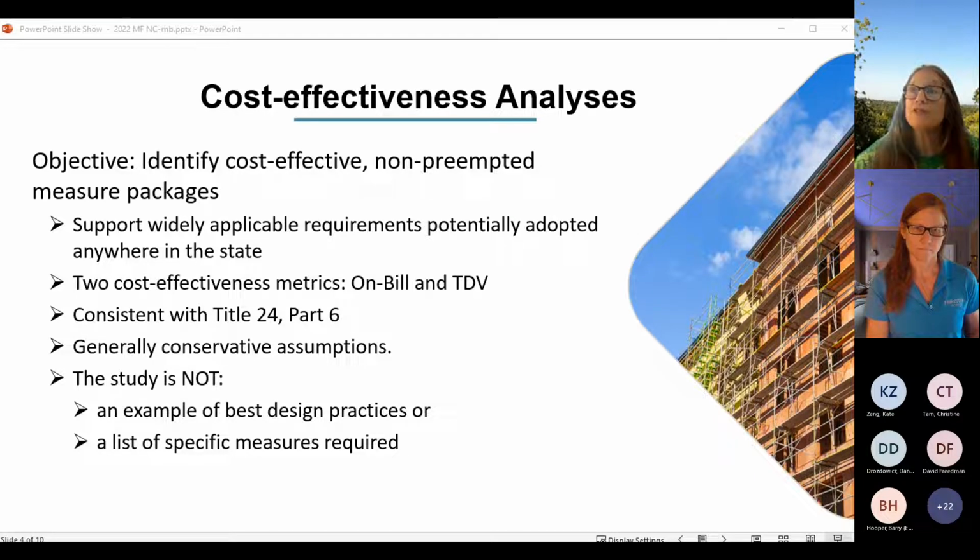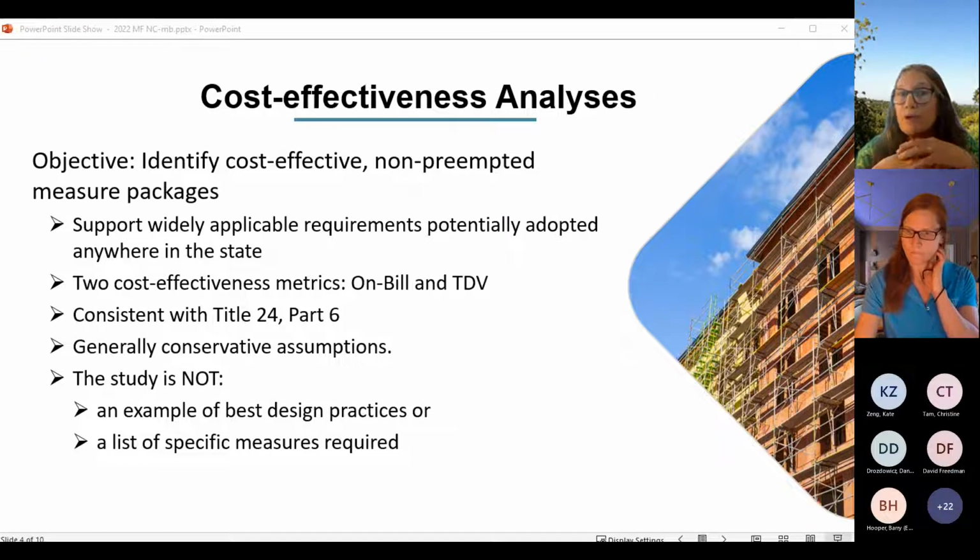Okay, so given that, I wanted to just note a couple things about the studies. The main purpose of these analyses is to meet a specific legal requirement that REACH codes need to fulfill, which is to identify a cost-effective and non-preempted package of measures that can support an ordinance. Because of that, we do the studies in a certain format that is intended to support a bunch of different requirements statewide, so that could be adopted anywhere in the state.